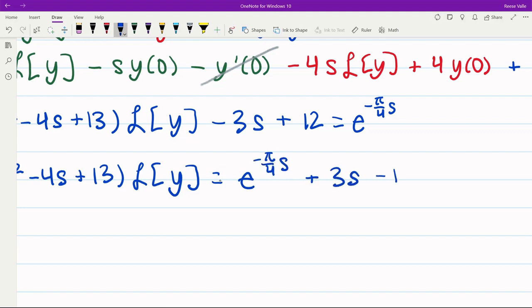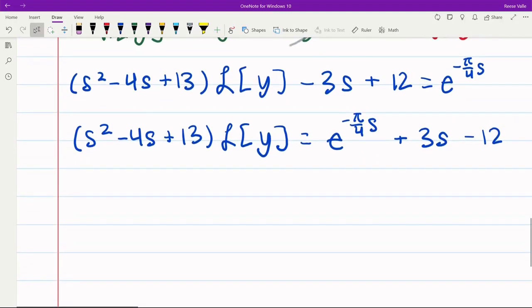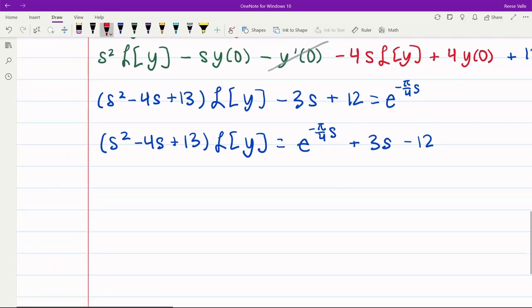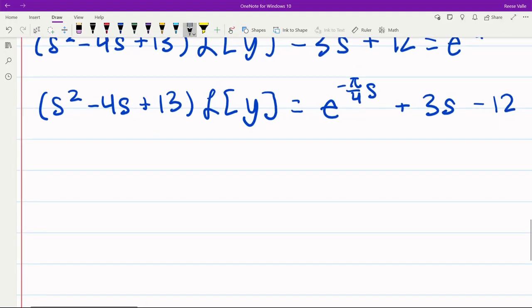So plus 3s minus 12. And then, I guess I should show it. Well, it's okay. And then you divide this term by both sides. And that's going to turn to Y.